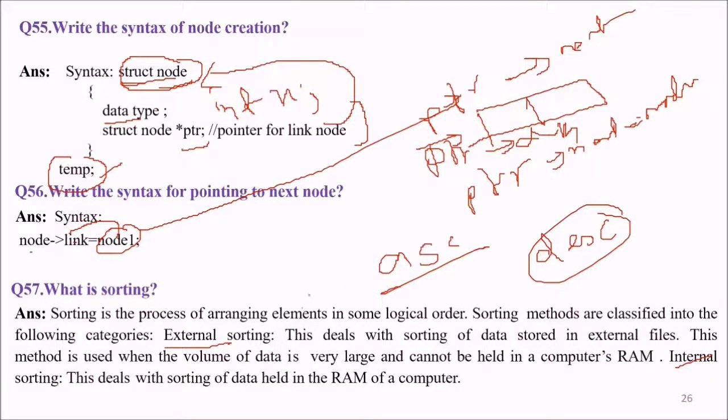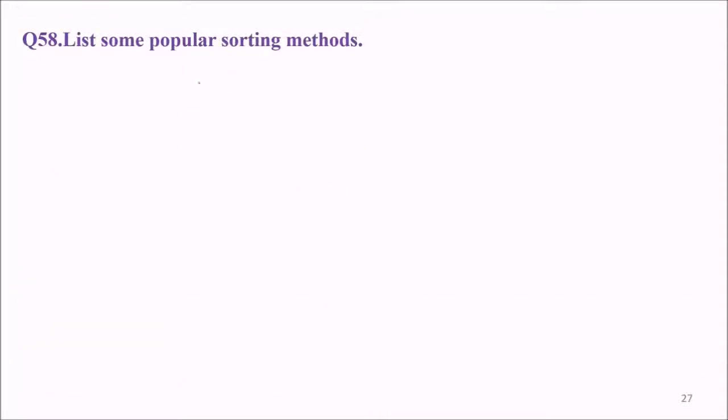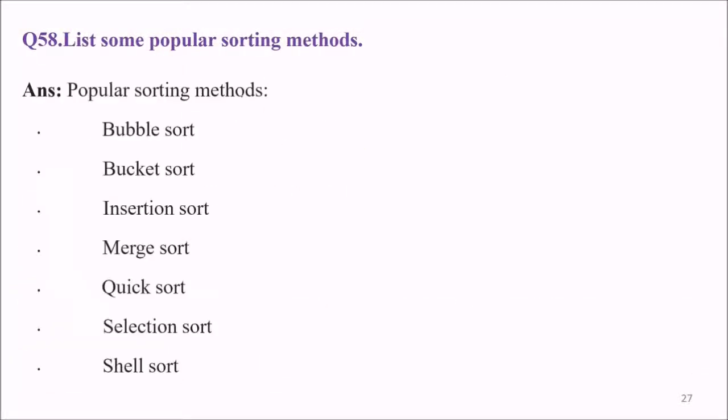What is external sorting? External sorting deals with sorting of data stored in external files. This method is used when the volume of data is quite large and cannot be held in the computer's RAM. Internal sorting deals with the sorting of data which is held in the RAM of the computer.